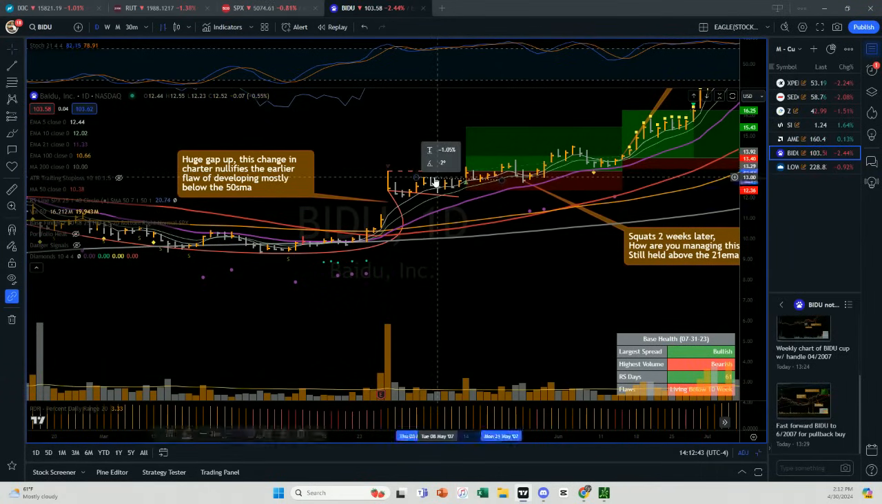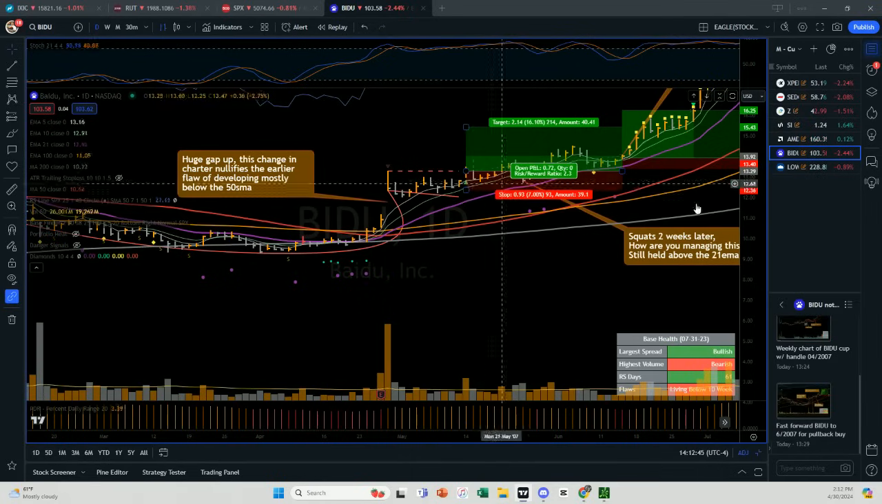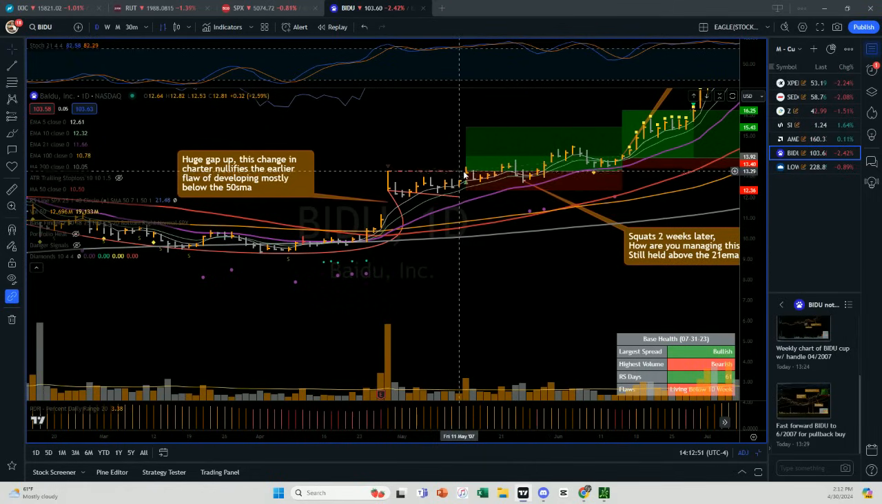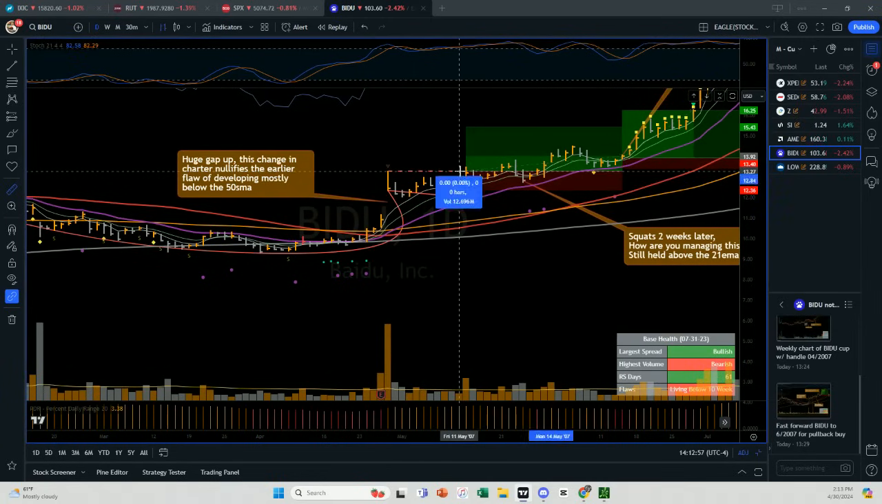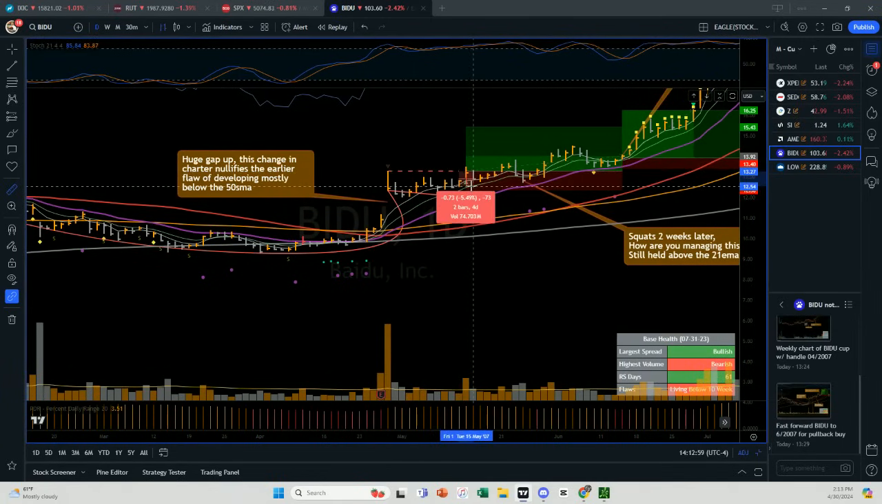I imagine that's a traditional entry point. Yeah, that's the traditional entry point. So from there to the low of the previous day, how much would that be? Five, six? Let's see. So from here to that day, that's 5.5. Okay, that's doable. Right.